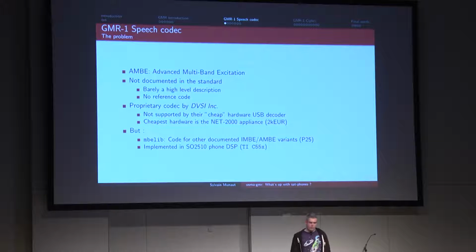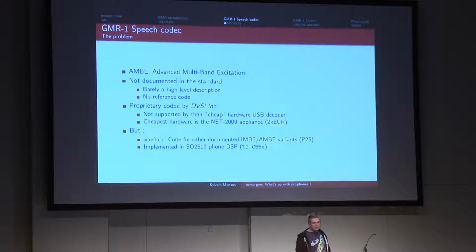Unfortunately, it's incompatible with the GMR1 variant, because the first thing I did was contact DVSI to know what my options were. Basically, short of buying a source code license, which is just too expensive, there is buying the appliance, which is called the Net 2000. Not only does it cost around €2,000, which is way too much for a hobby project, but you also have to special order it with a GMR1 firmware, and you have to sign a non-reverse-engineering agreement and all that kind of stuff, which wasn't an option.